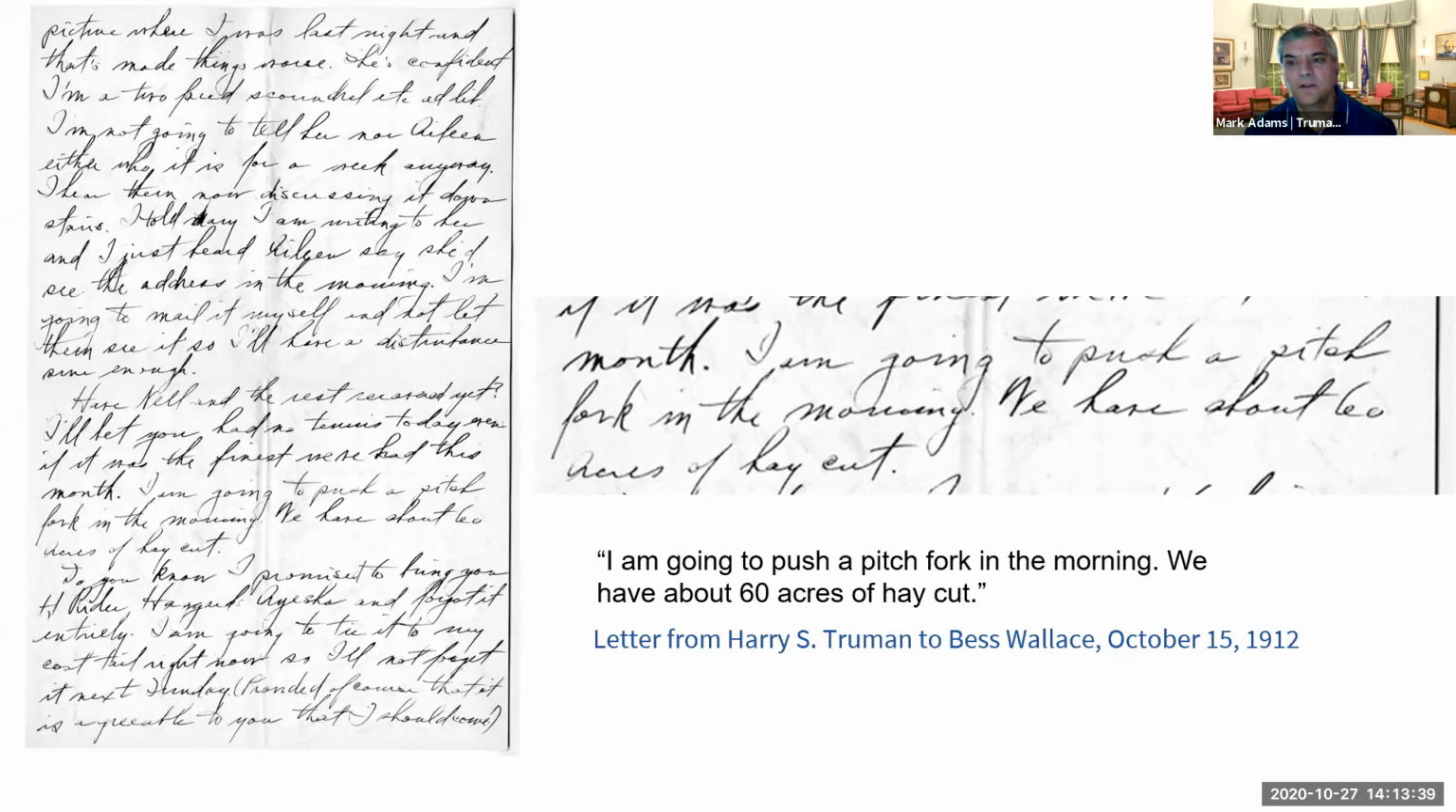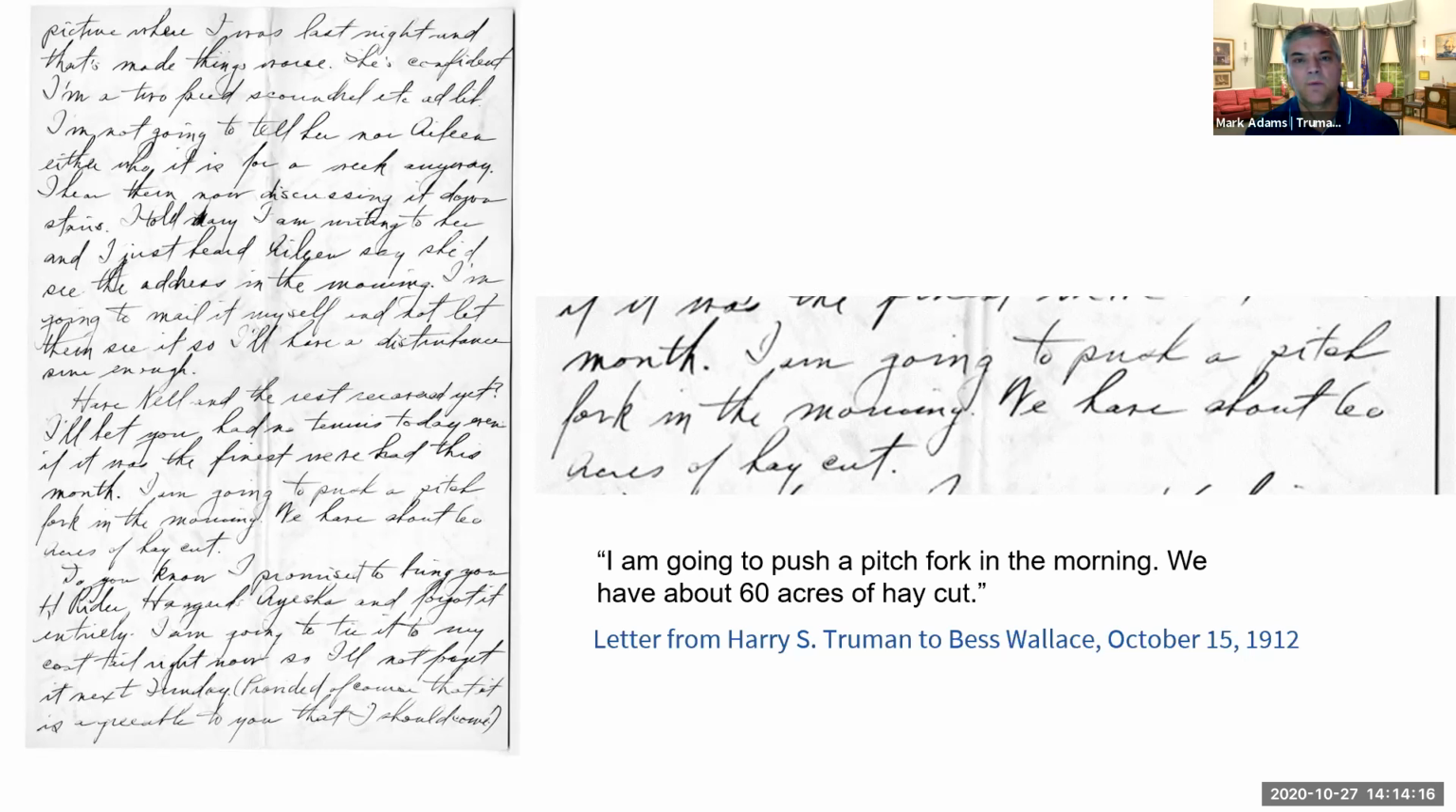So he's writing to his girlfriend, Bess Wallace. They're not married yet. They don't get married until 1919. And this is paper. And it's a letter he's written to her. And in the Truman Library archives, we have approximately 1,300 letters Harry Truman wrote to Bess. And that's often how we can find out more information about Harry Truman's life. And during the time that he was a farmer, he was writing to Bess Truman a lot from about 1910 until about 1917 when he goes off to France.